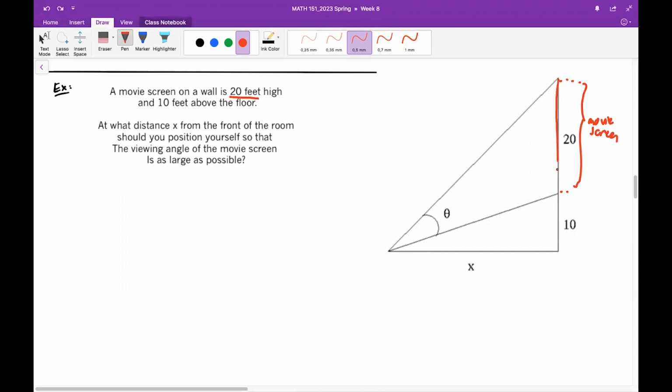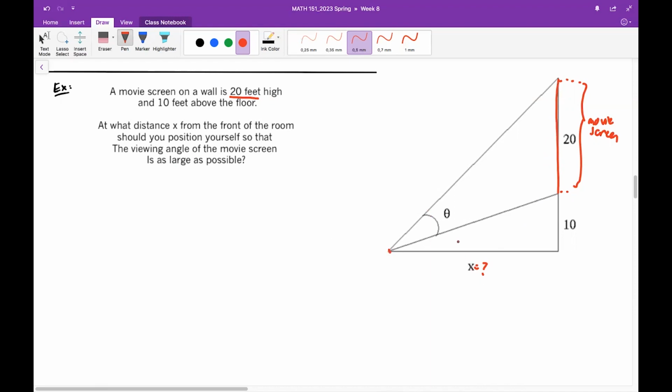Okay, let me color the movie screen in red like that. And the question is, at what distance x from the front of the room? X is the distance of your seat to the movie screen. Should you position yourself so that the viewing angle of the movie screen is as large as possible? Now you understand why I call it a real life problem, because after solving it, you will know where to sit in a movie theater to maximize your viewing angle.